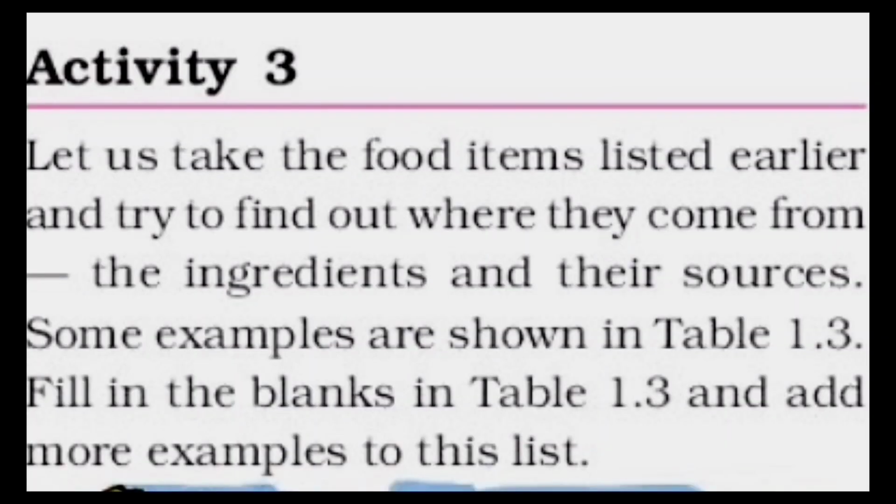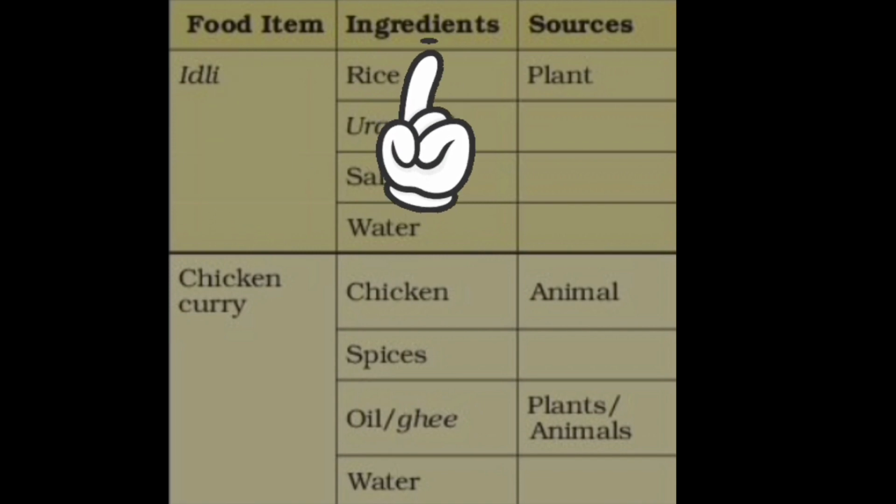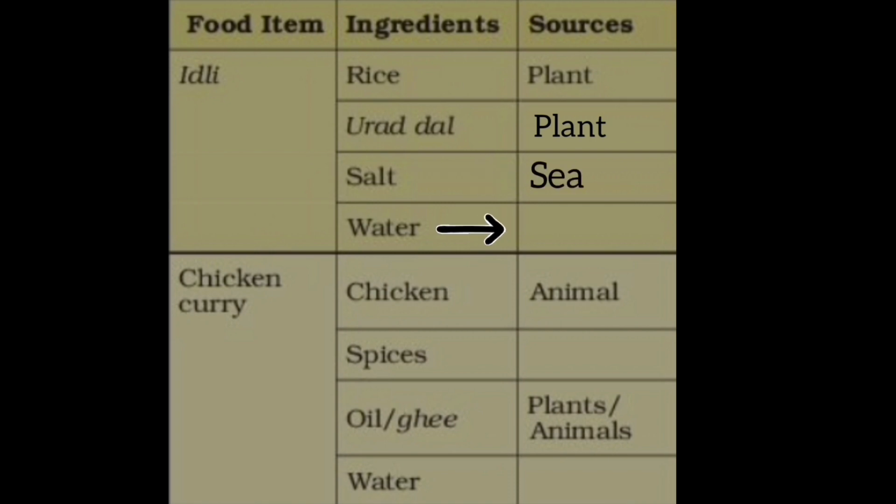Thereafter we fill table 1.3. Column 1, food item. Column 2, ingredients. Column 3, sources. Row 1, idli. The ingredients used in making idli are rice, urad dal, salt and water. Rice comes from plant. Urad dal also comes from plant. Salt comes from sea and water comes from earth.